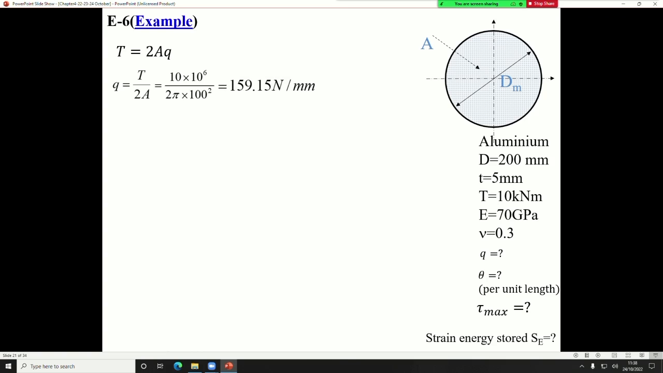Now the problem is asking me to find the shear stress. How do I find the shear stress? Shall I multiply it by the thickness or divide it by the thickness? This is the force applied per unit length. Divided. Okay. The shear stress is 32 megapascals.